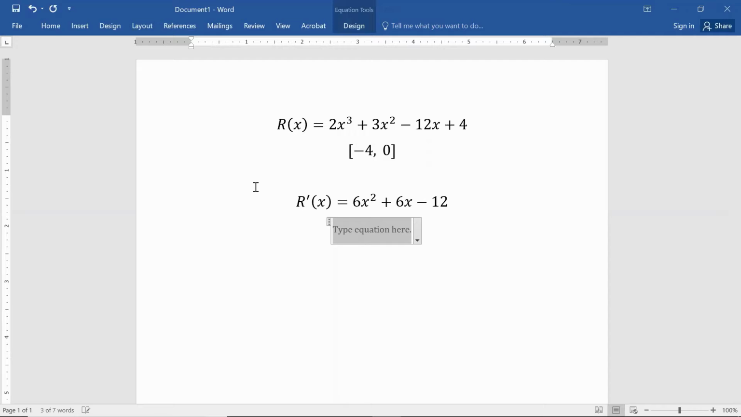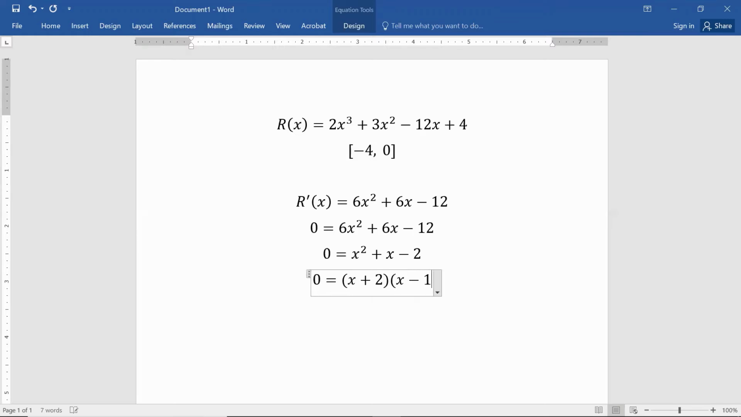Then let's set this derivative to 0. In order to solve for x, we divide both sides by 6. That gives us 0 equals x squared plus 1x minus 2. We can solve this quadratic equation via factoring and the zero factor property. 0 is equal to x plus 2 multiplied times x minus 1.